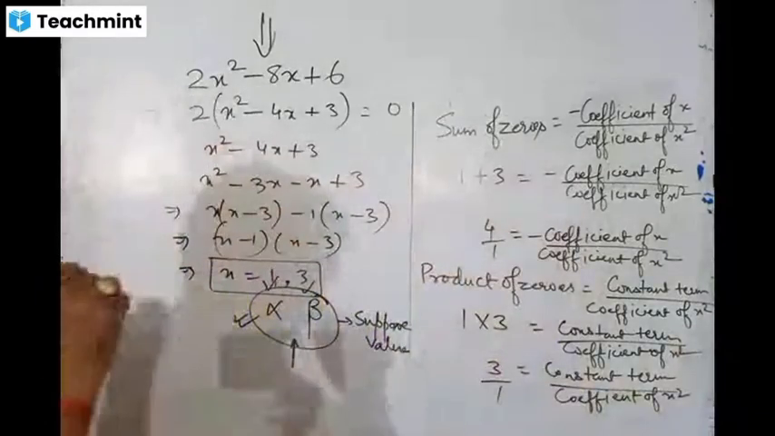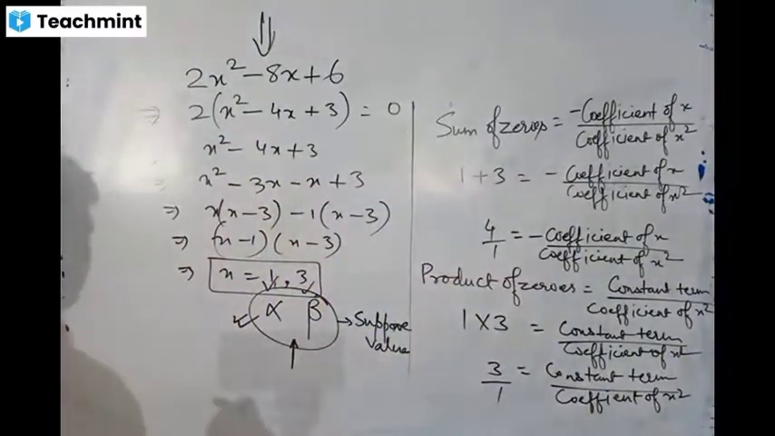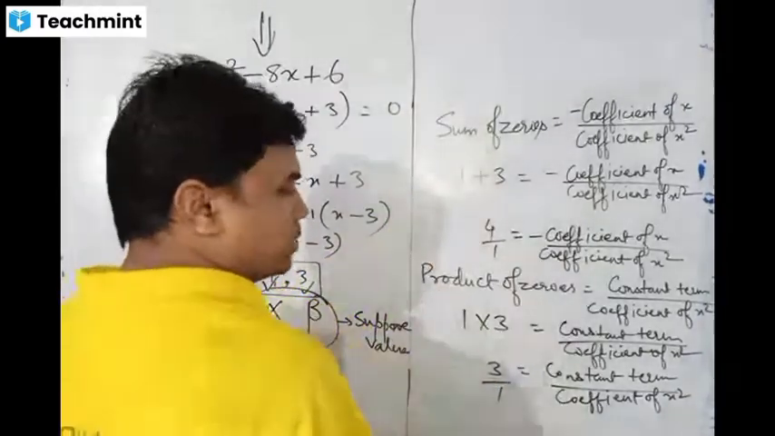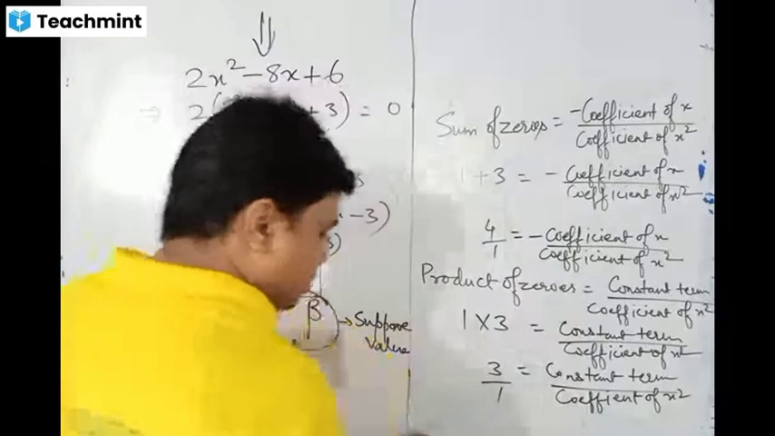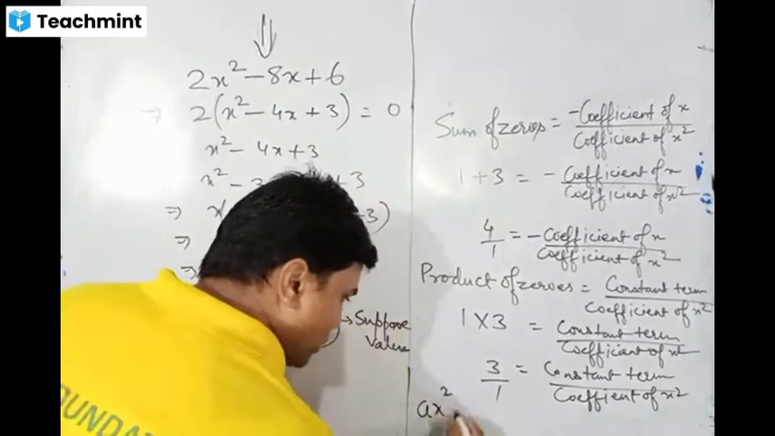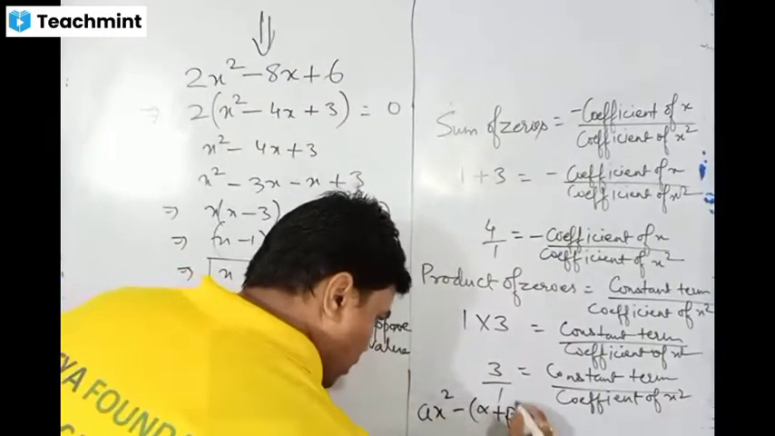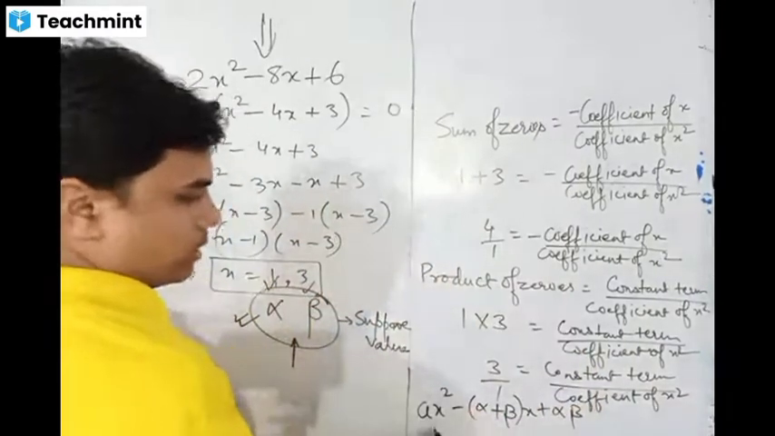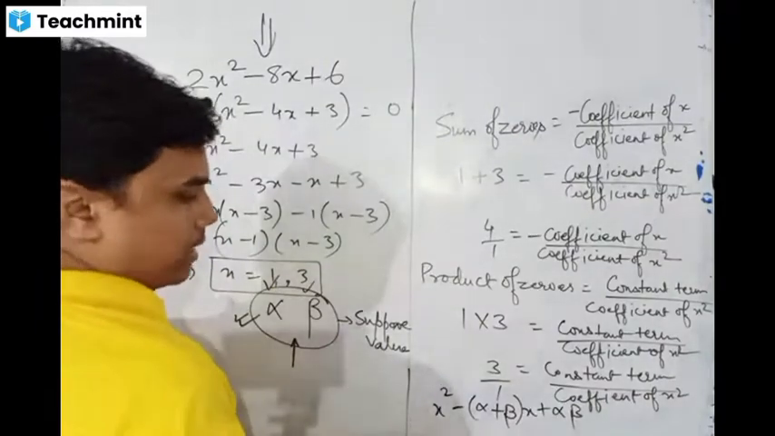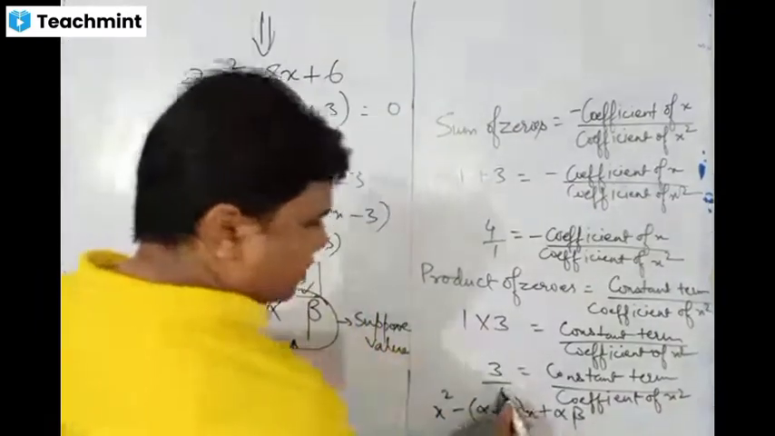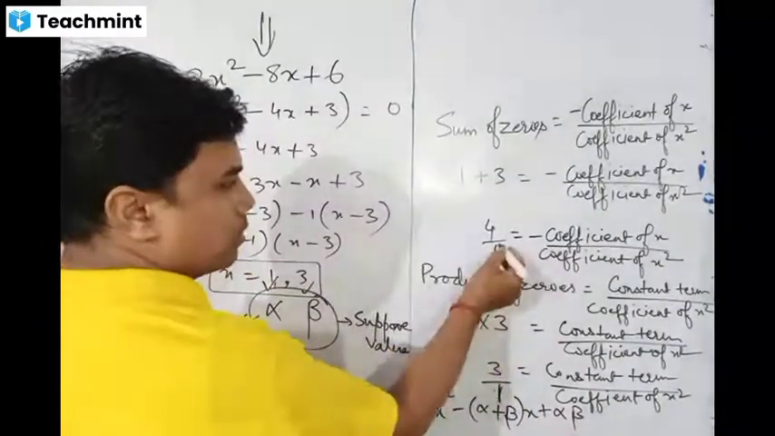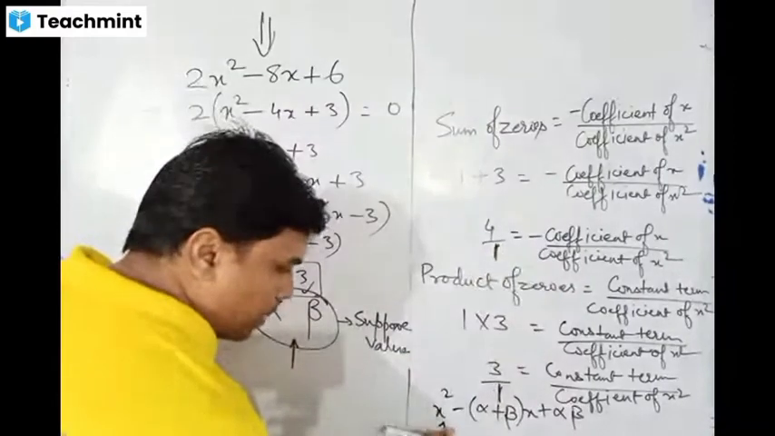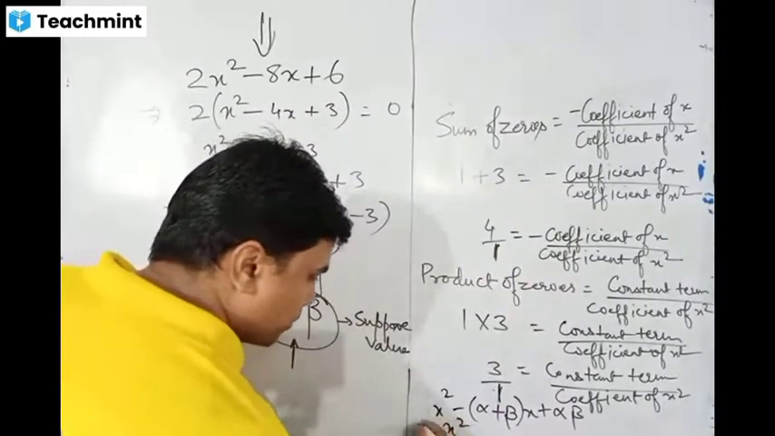Okay, now you know the equation, then how will we put this value? We will put this value by using x square minus alpha plus beta x plus alpha beta. So here you can see the coefficient of x square. What is the coefficient of x square? It is 1. So you will write here simply 1 or you can write only x square.